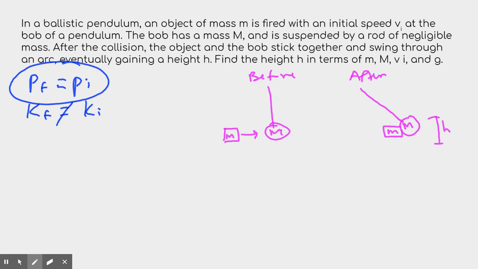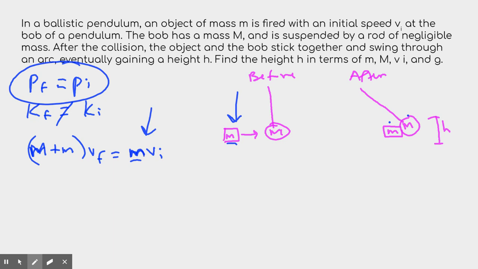P final would be the mass of both of these, so m plus m, times our final velocity. I'm going to go ahead and write that out. So it's m plus m multiplied by the final velocity, and that's equal to the initial momentum, which is the mass times the initial velocity. You'll notice here that I'm only including one term, and that's because initially only this mass is moving, and that's why I used a lowercase m here and here and not a capital M. I tried to make that obvious. Okay.